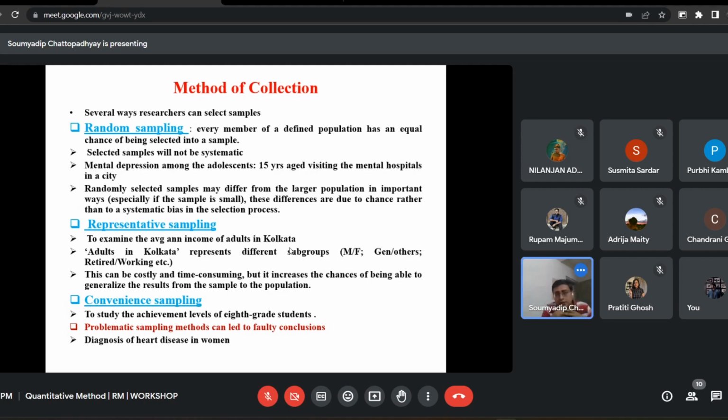While considering this representative sampling framework, you have to keep in mind that adults in Kolkata represent different subgroups. For example, there may be some male, some female. There may be some adults belonging to the general category, and those not belonging to the general category. There are some people who are retired, some people who are working, some people who are regular salaried, and some people who do not get regular salary. So all these different subgroups are there within this population, adults in Kolkata. Then how can you make this sampling representative?